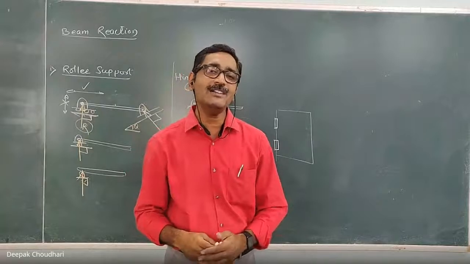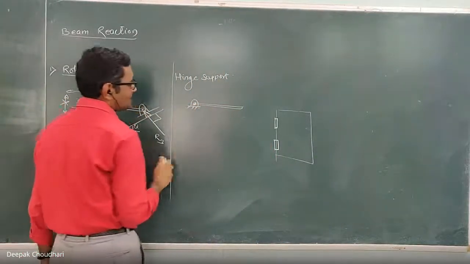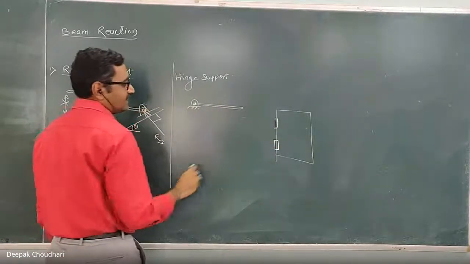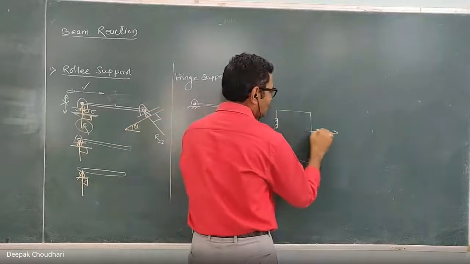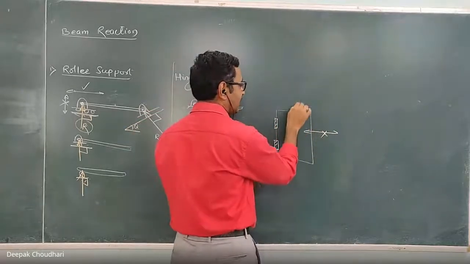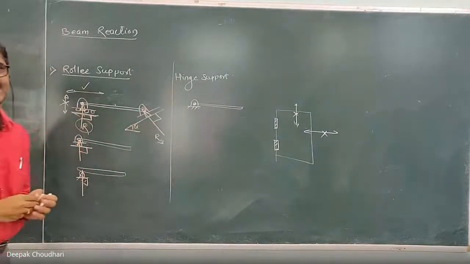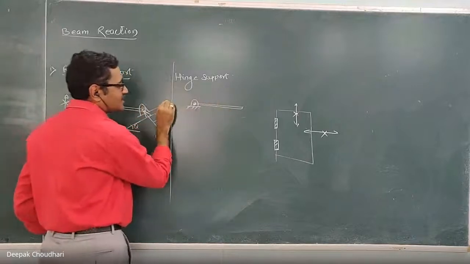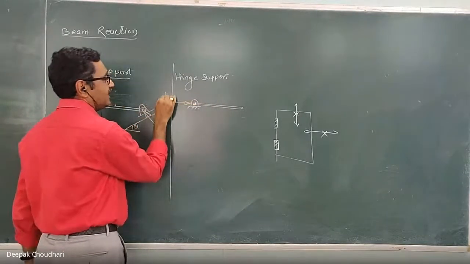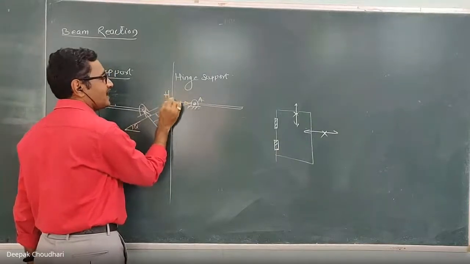When will a reactive moment be generated? When rotational motion is restricted. At this hinge support rotational motion is allowed, but because of these hinges, this body is not free to move in the horizontal direction, neither in the vertical direction. Horizontal and vertical both types of motions are restricted at the hinge support. Since horizontal motion is restricted, the reaction shall be a force in the horizontal direction. If this support is A, let us denote it as the horizontal component of the reaction at point A.